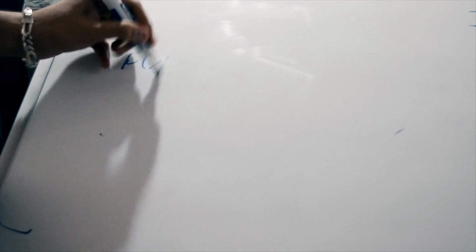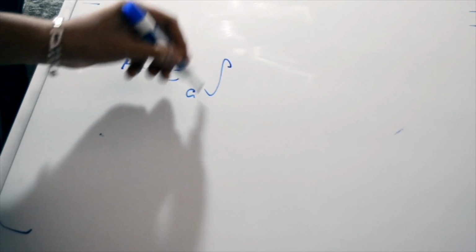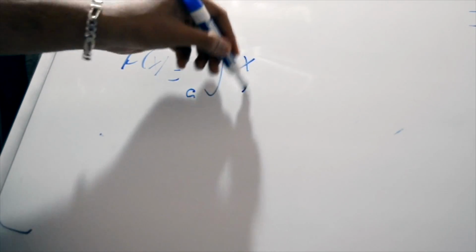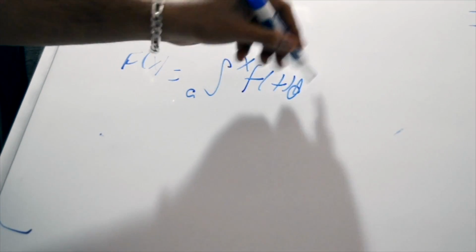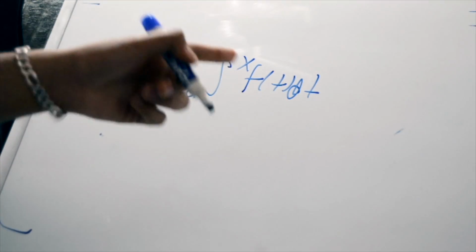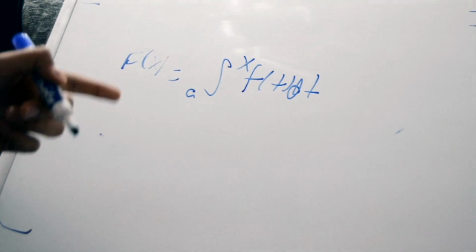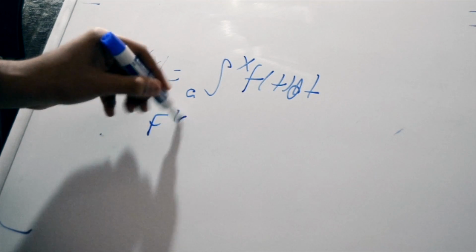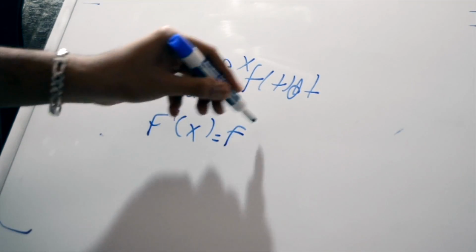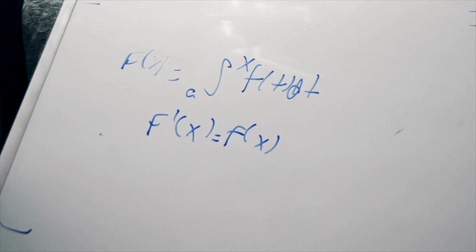Fundamental theorem of calculus part 2, where it says if you have F of x, then you have the integral from a to x of f of t dt. If f is continuous, then F prime of x is equal to f of x. It just tells you that if you integrate, you can differentiate to get the same thing back, or differentiate and integrate to get the same thing.